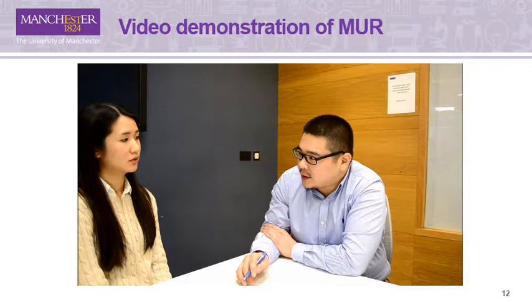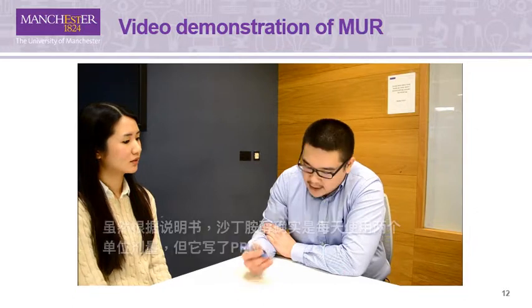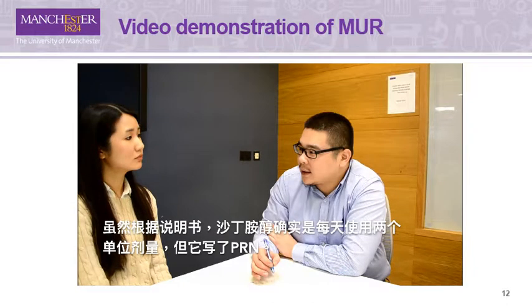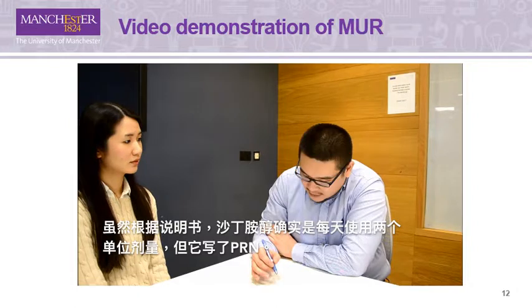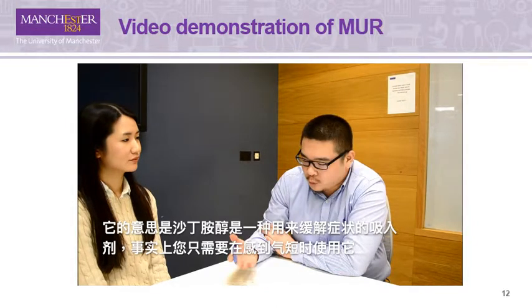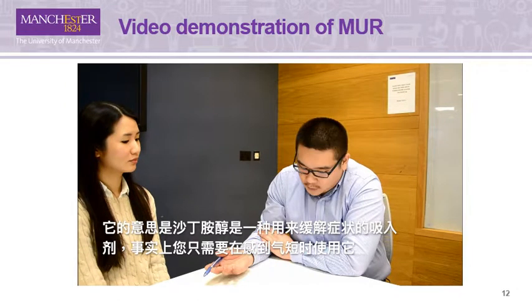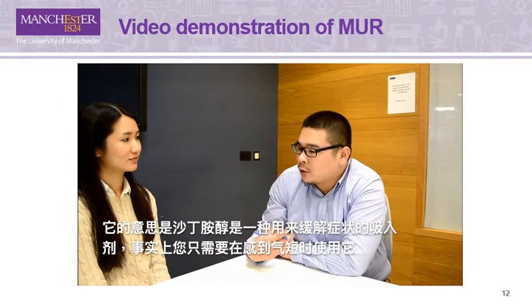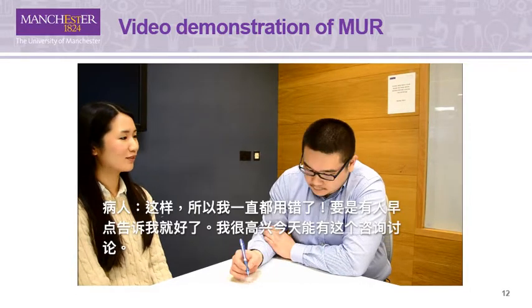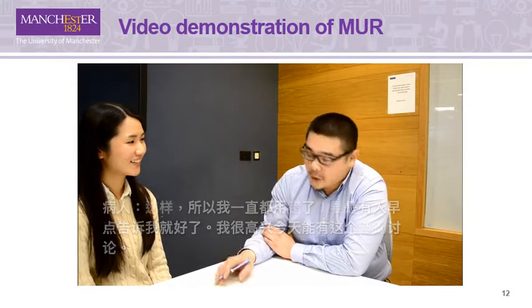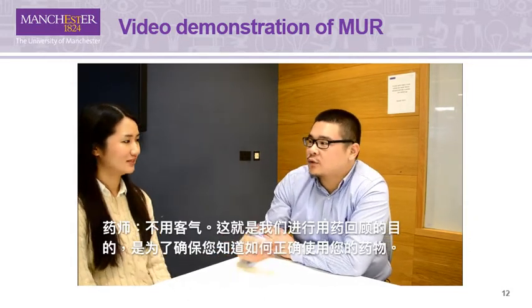So basically, with salbutamol, on the instructions, yeah, it does say that you are taking 2 puffs 4 times a day, but it also says PRN, which actually means when required. Oh right, I see. As salbutamol is a reliever inhaler, you actually only need to use it when you feel a shortness of breath. Oh right, so I've been using it wrong all this time. I wish someone would have told me sooner. I'm so glad I came to this consultation today. No, that's okay. That's why we do these reviews, just to make sure that you know exactly what to do with your medication.